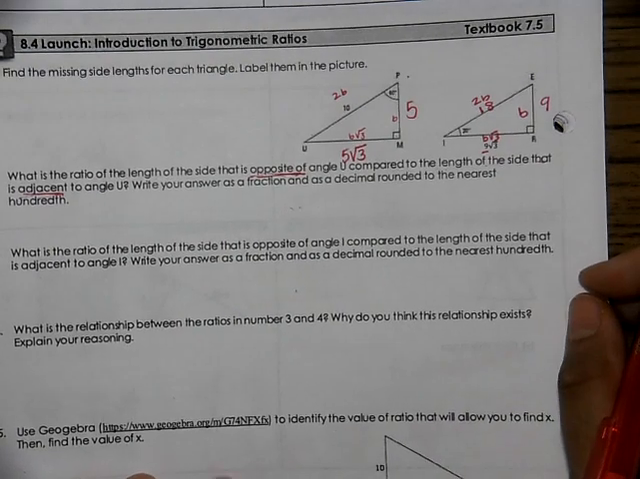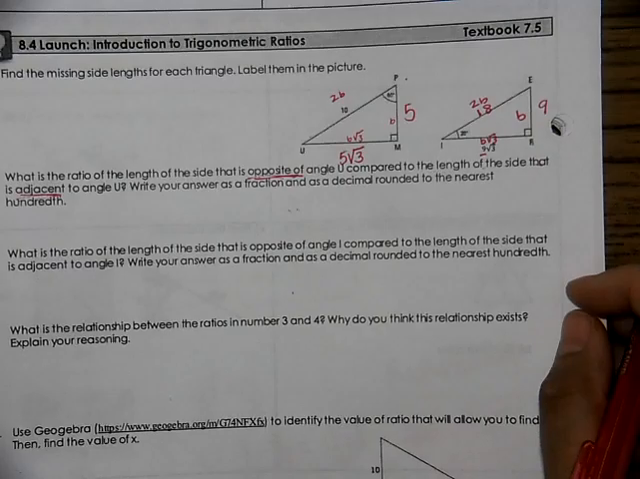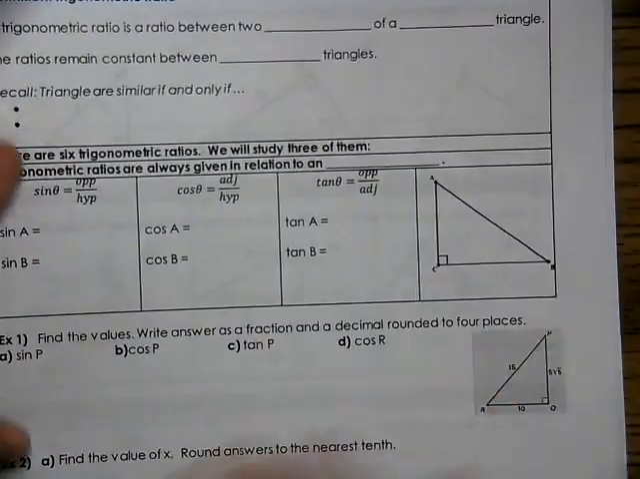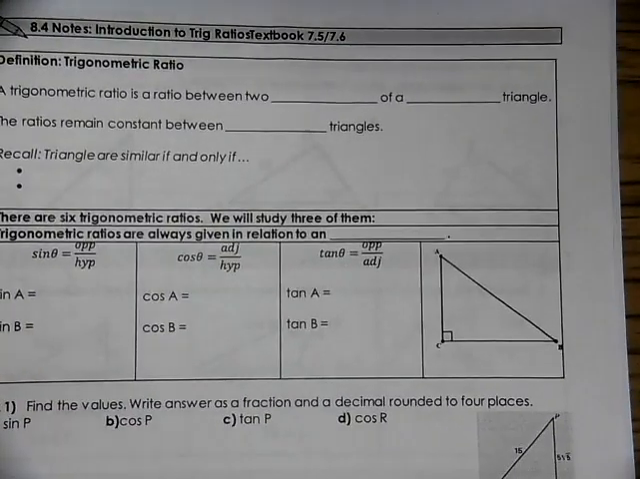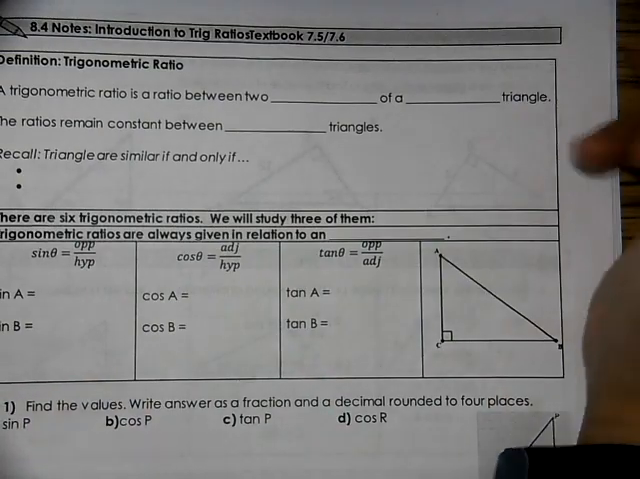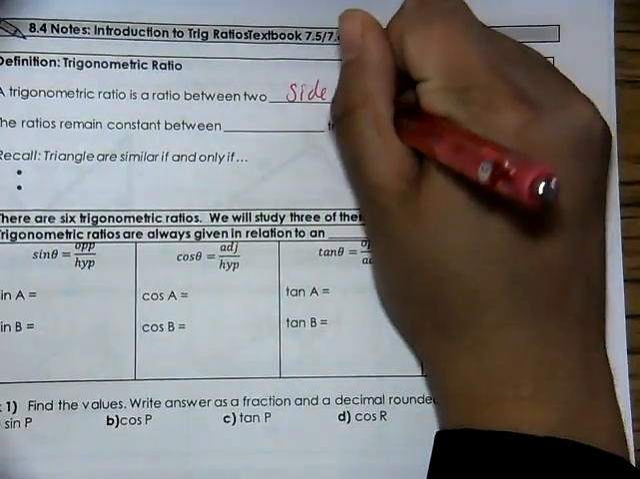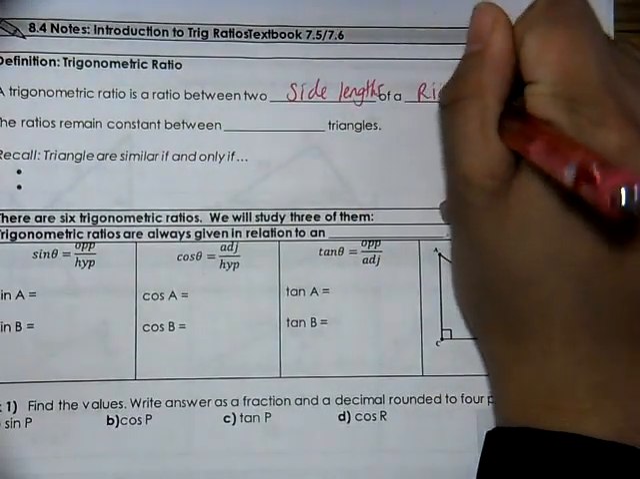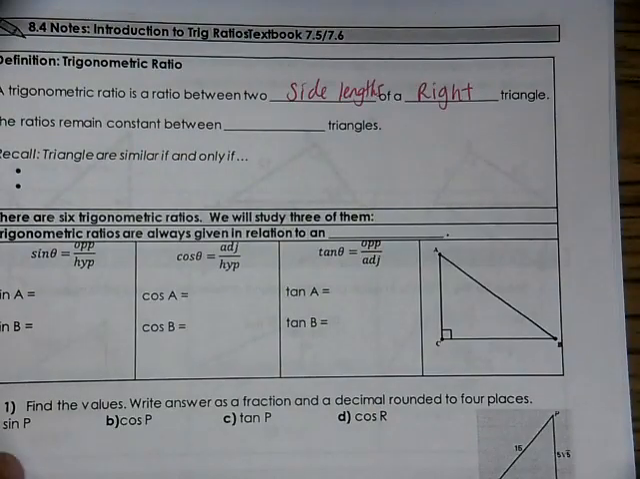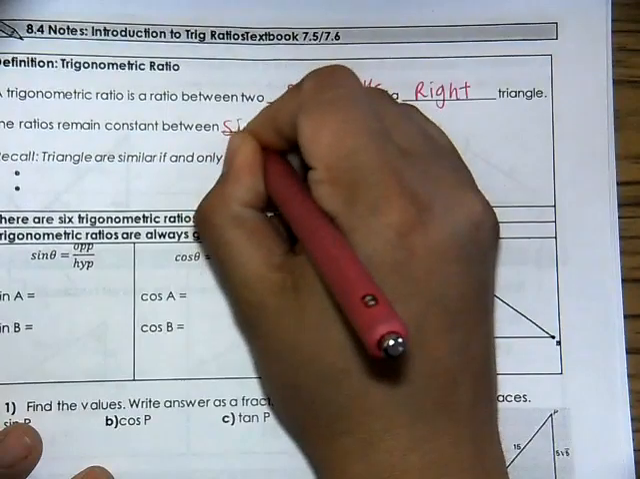And then we have this thing on GeoGebra that can also help us find the different proportions. But we're going to skip over that and go to the back so that I can tell you what those trigonometric ratios are, and then we can actually practice them. The definition says a trigonometric ratio is a ratio between two side lengths of a triangle, specifically a right triangle; it cannot work on any triangle but a right triangle. The ratios remain constant between similar triangles.